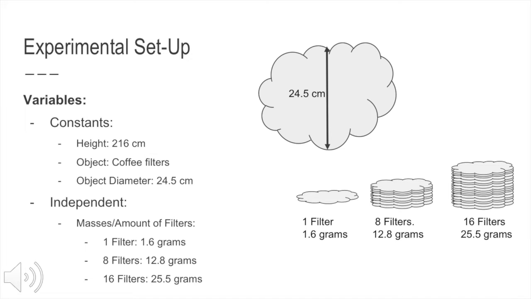Our experiment consisted of dropping coffee filters from a height of 216 centimeters. Each filter weighed 1.6 grams individually and had a diameter of 24.5 centimeters. We conducted 3 trials total, consisting of dropping 1 filter, 8 filters, and finally 16 filters.